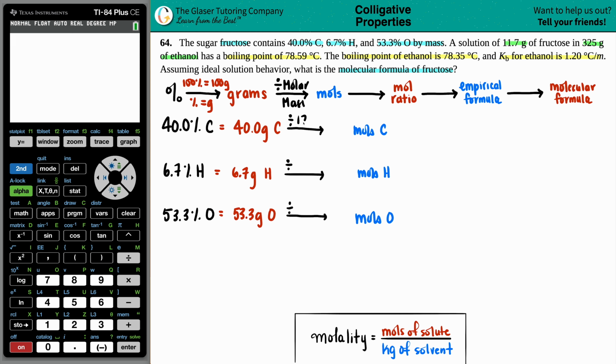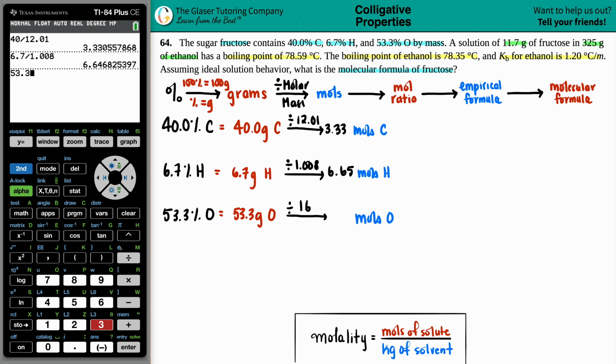For carbon, it's 12.01 on my periodic table. For hydrogen, it's 1.008. And for oxygen, it's purely 16. So I'm going to take my 40 divided by 12.01, and I get roughly 3.33 moles of carbon. 6.7 divided by 1.008 is roughly going to be 6.65. You can cut these off after a couple of decimals. 53.3 divided by 16, we get 3.33. Okay, now we're at the moles.